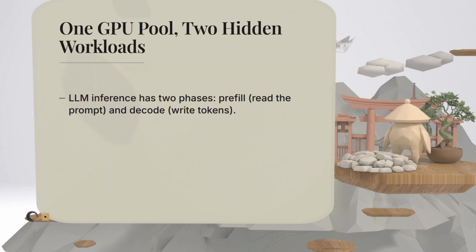When you serve a large language model, every request secretly runs two very different workloads. First comes prefill. The model ingests your entire prompt in parallel, building the key value cache. That phase is compute bound. It saturates the GPU's arithmetic units.